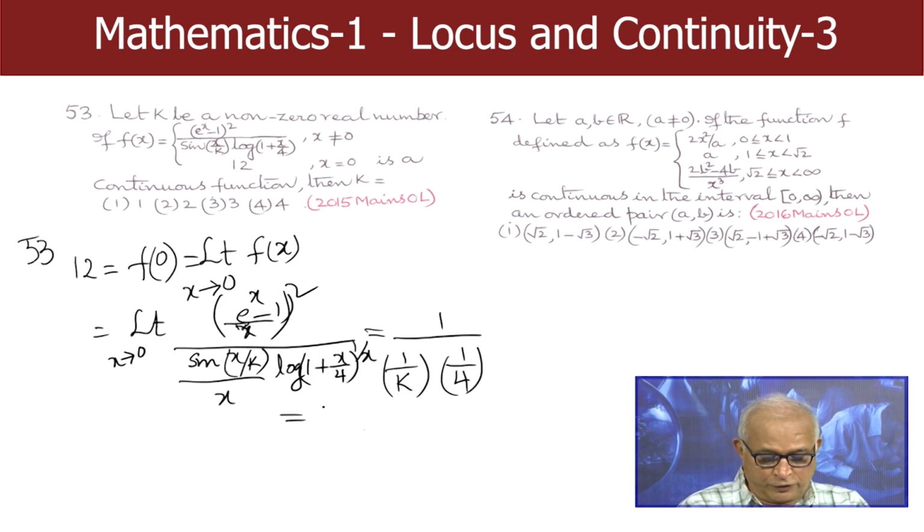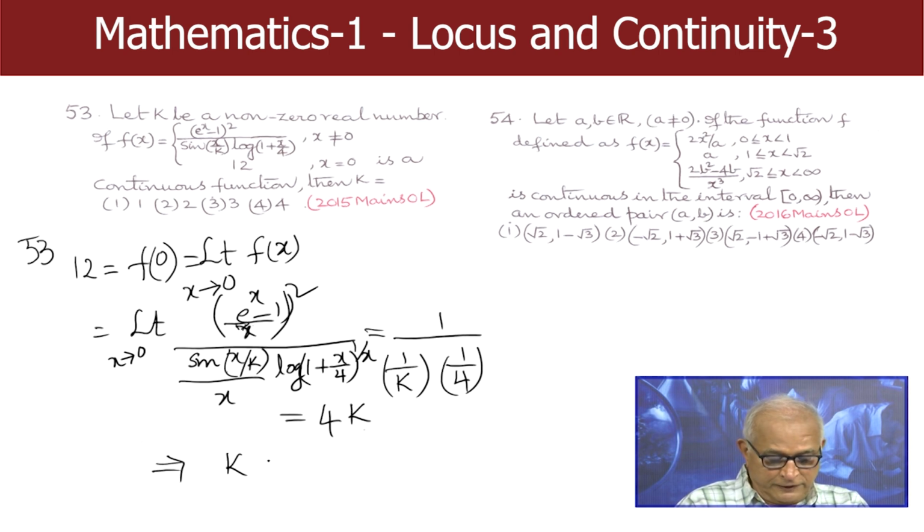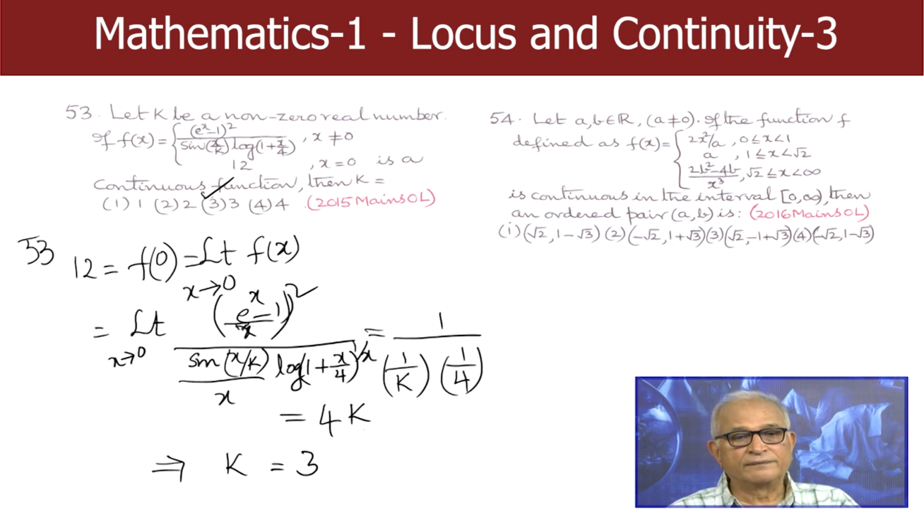So that's equal to 4k. 1/k into 1/4 is 4k. 4k equal to 12. This means k equal to 3. I hope that is the correct answer. 3, third option, 2015 mains online.